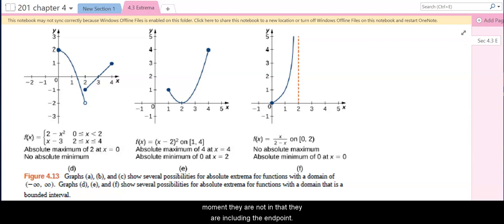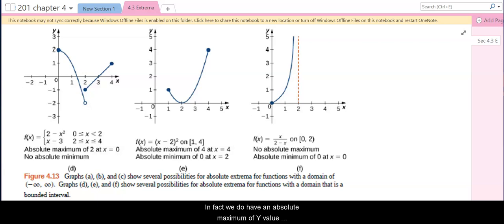They are including the endpoints, and they do not include infinity or negative infinity. Because they're closed and bounded, not infinity or negative infinity, we are guaranteed that extrema will exist provided the function is continuous over that closed bounded interval. The picture in graph D is not continuous. There is a jump in the graph at x equal 2. Because of that, we are not guaranteed to have either an absolute maximum or an absolute minimum over that interval.